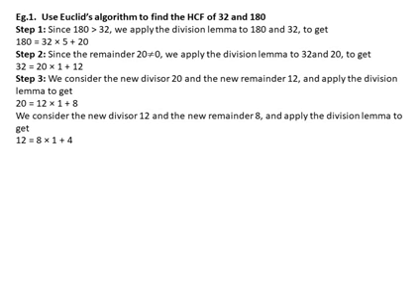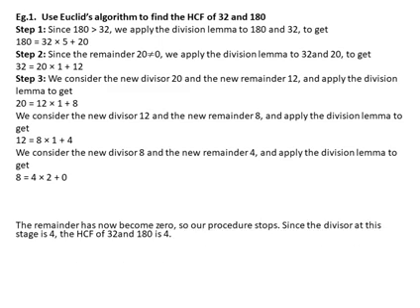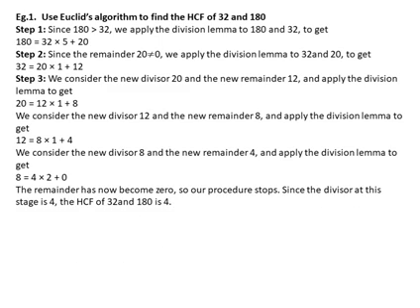Again I am going to take the b value as a. 8 is equal to 4 into 2 plus 0. Now the remainder becomes 0. So that is the final stage. HCF is 4.